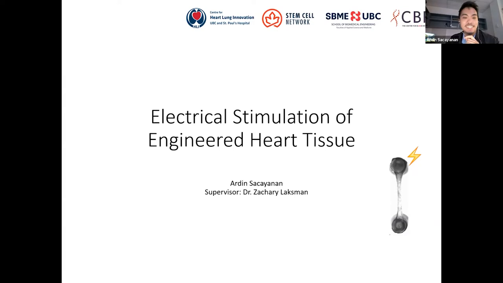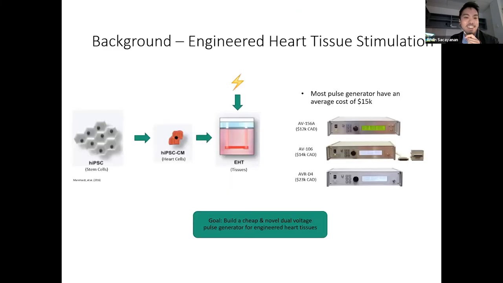I'm a student at the Zach Smith Laboratory, and today I'll be going over the electrical stimulation of engineered heart tissue. Just before I go to the next slide, I want to showcase one of our engineered heart tissues that we've made in the lab, shown on the right. So in the next slide, please.